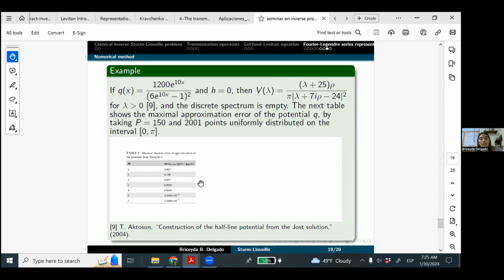If we compare the recovered potential with the real potential, you can see in the table that the maximal approximation error, for instance for m equal to 5, is 3.5068 times 10 to the minus 5, which is considerably small, only considering m equal to 5, which means a 5 by 5 system of equations. So thank you for your attention.